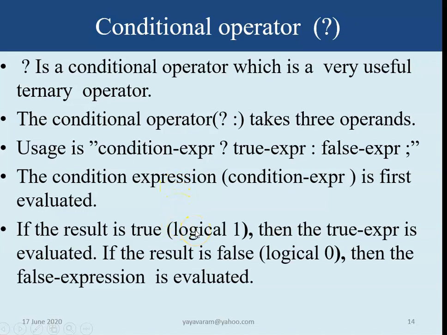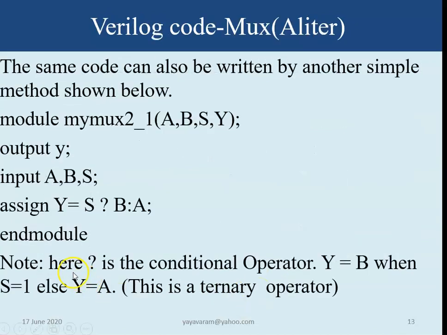If it is true, that is a logical one, then the true expression is evaluated. If the result is false, then the false expression is evaluated. That means Y is assigned based on this value. If the condition is true, then the corresponding value is assigned to Y; otherwise, the other value is assigned to Y. One is for the true expression, the other is for the false expression. Same thing we have done in the earlier case.